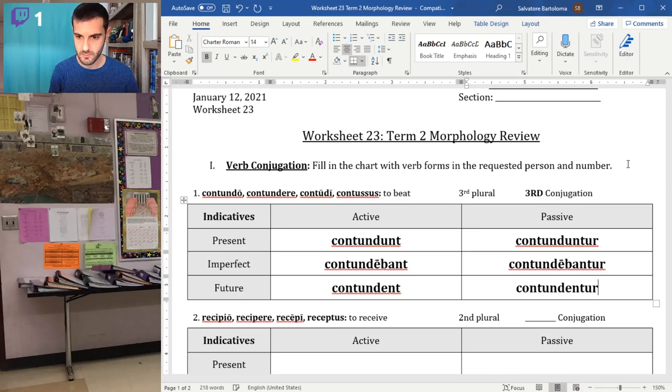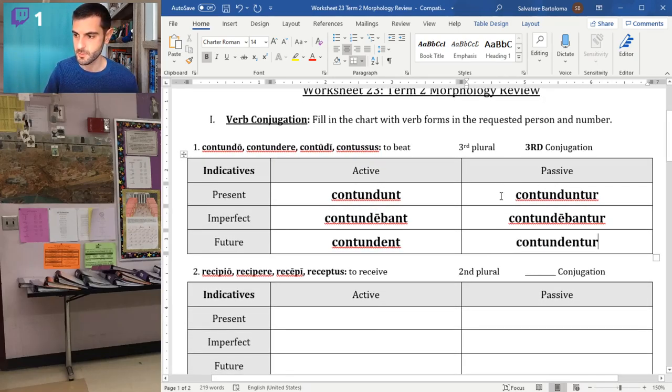Imperfect, contundebant, right? We have the E from the stem, and contundebantur. And then for the future, no bo be boo. We just take out the ba, right? And we get contundent and contundentur. So we have a u in the present. Sometimes it's an i. O, is, it, imus, itis, unt. Then we have ebant, and then we just have ent. So third conjugation, that's a pattern to take another look at, okay?